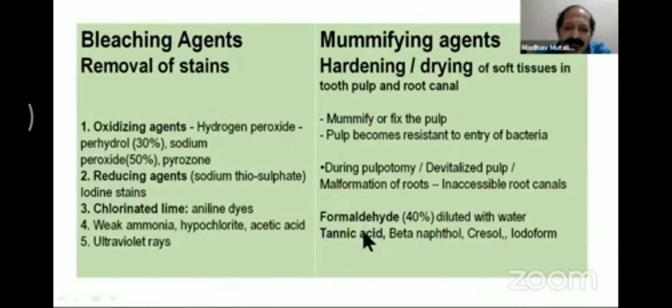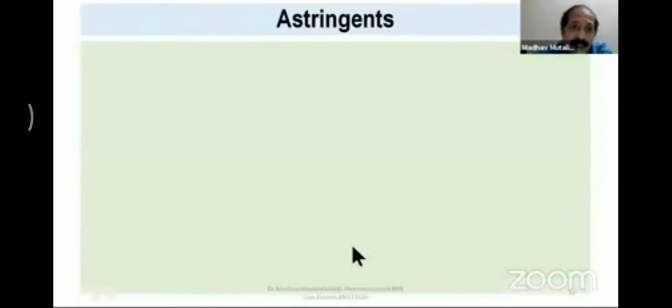You already prepared an astringent gum paint. Look at this. I was talking about astringents. I said that astringents can be useful in a number of ways. So this is one more way. Astringents can be not just styptic agents, they can also be mummifying agents.